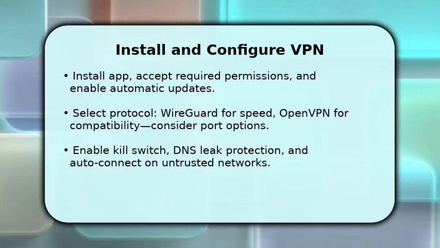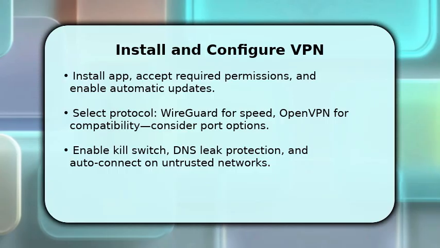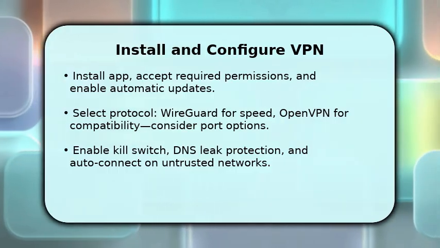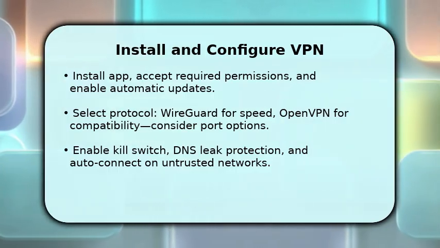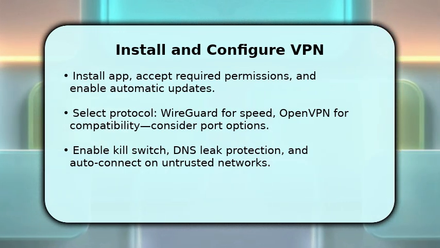Then enable critical features. The kill switch to stop traffic if the VPN drops, DNS leak protection so queries stay private, and auto-connect on untrusted Wi-Fi. These settings make sure your privacy persists across every network you join.